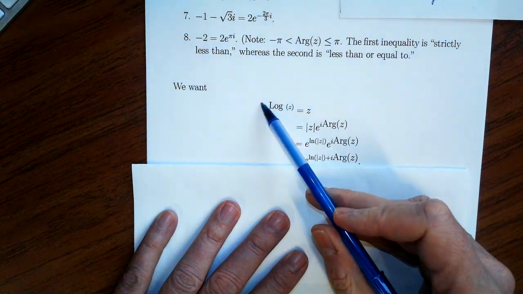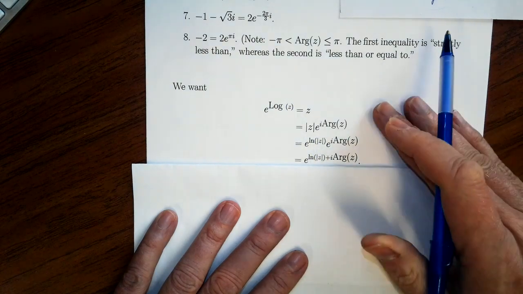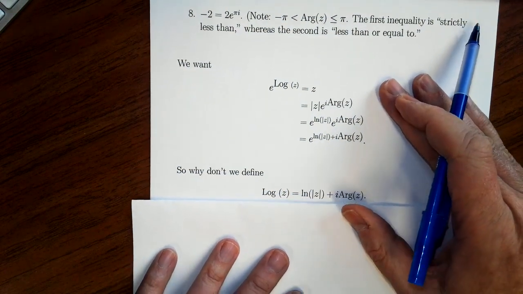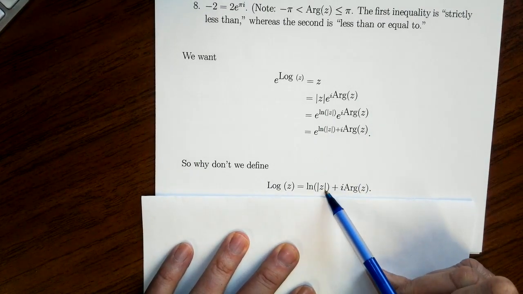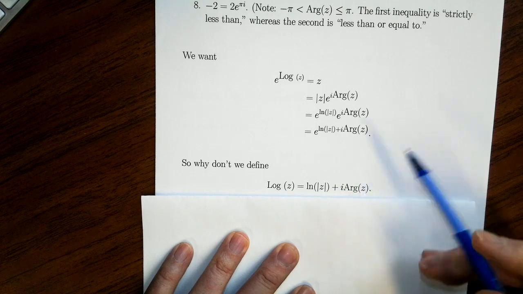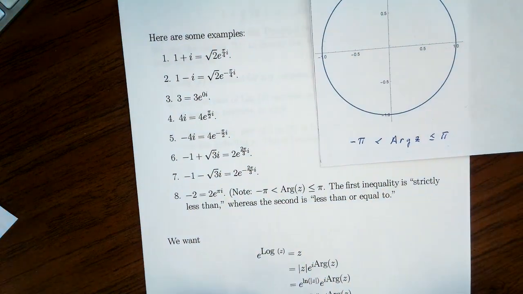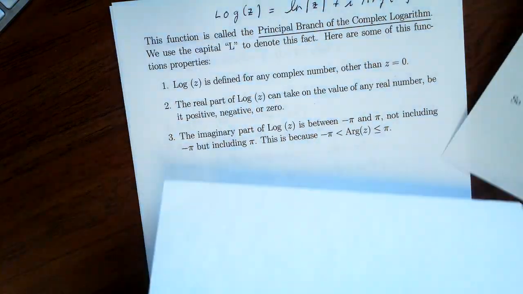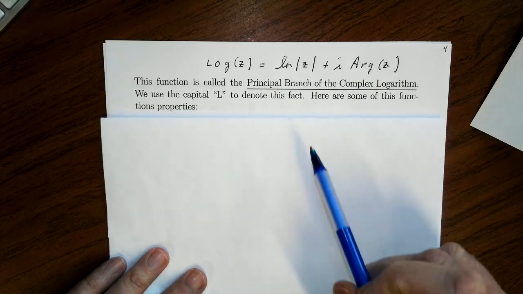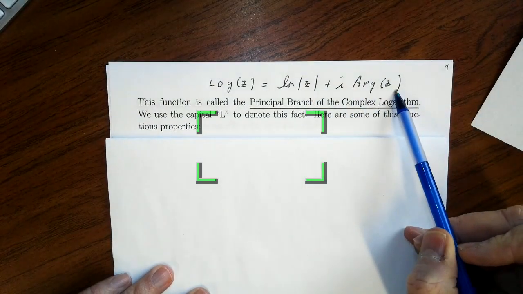Now, let's take a look at this side. e to this, e to that. It only makes sense then to define the log of z to be the natural log of the absolute value of z plus i times the principal argument. So that is how we, in fact, define the logarithm. Log of z is the natural log of the modulus of z plus i times the argument of z.